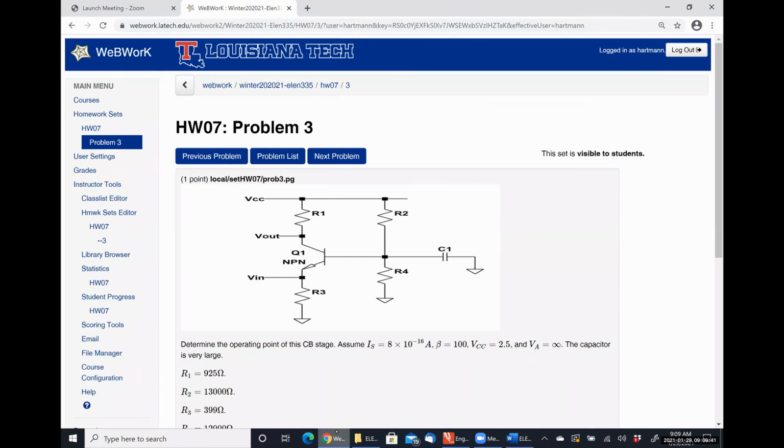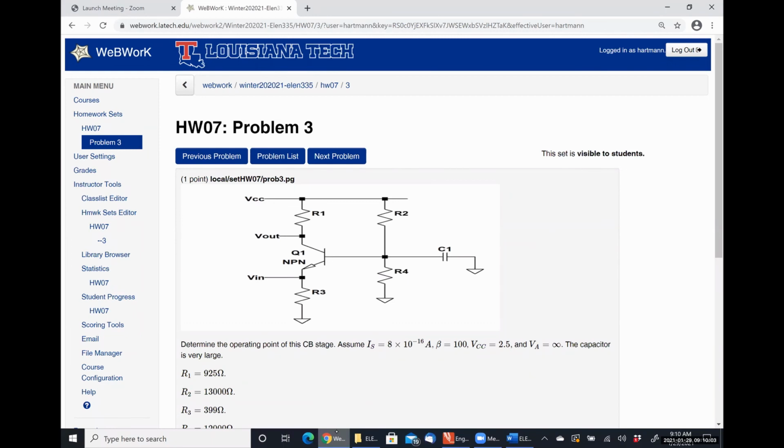All right. The other thing that I wanted to talk about is homework 7, problem 3 on WebWork, because there is an error here. This problem is a common base amplifier, although you're only asked to calculate the DC operating point. So it really doesn't matter what kind of amplifier it is, because you're only doing the large signal analysis.